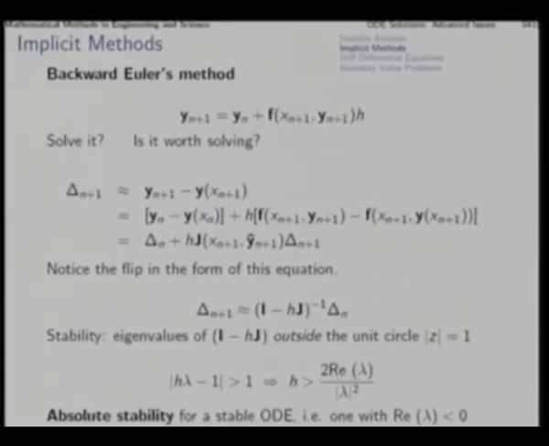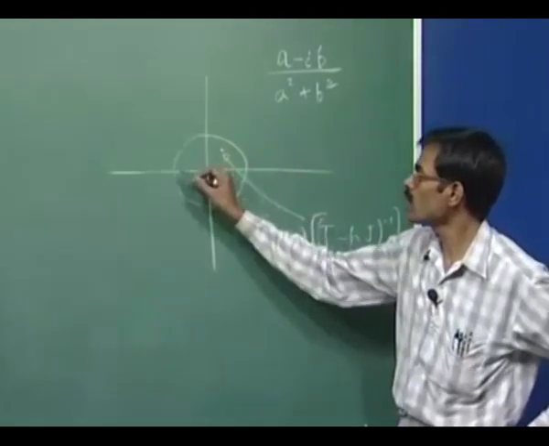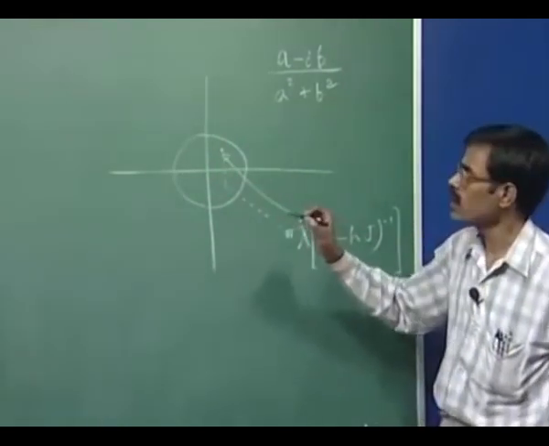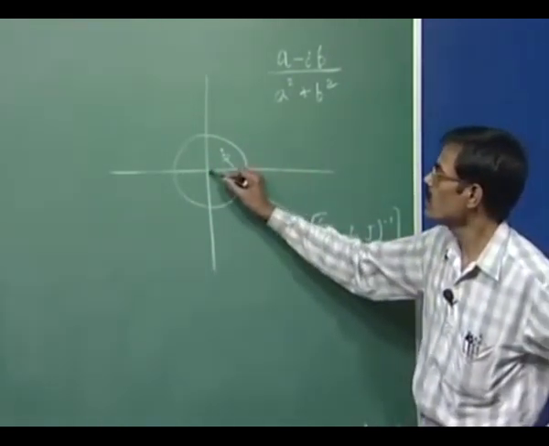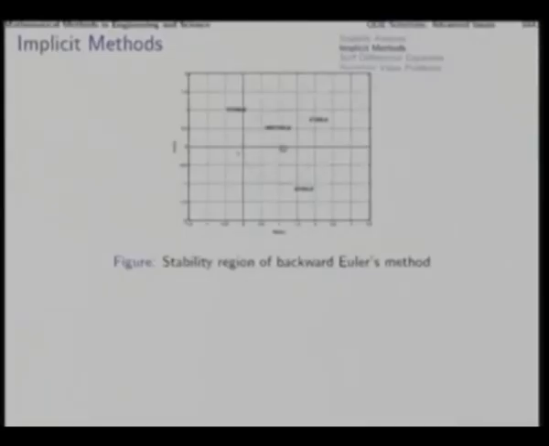So that means we get absolute stability for a stable ODE system, that is this. I minus hJ having eigenvalues outside this unit circle will mean that hJ must have eigenvalues outside the shifted circle like this, that is this. So if eigenvalues of hJ fall within this circle, then the method will be unstable. For all the rest of the domain on the complex plane, the method is absolutely stable. So this is the advantage of the backward Euler's method.